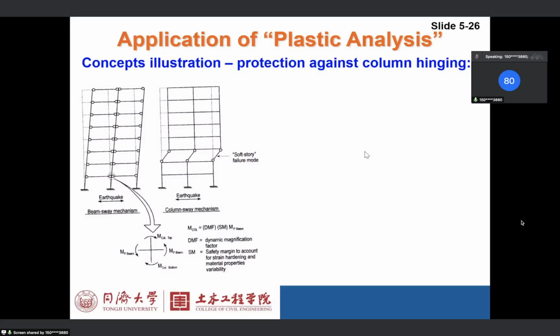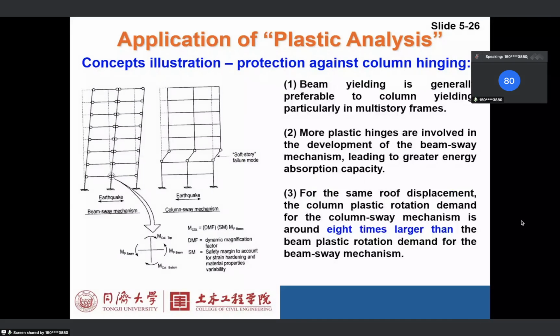This is some additional information for you to understand; it's not necessarily related to our previous slides. In earthquakes we cannot avoid plastic hinges, but we want plastic hinges to happen at the locations where we want, in order to keep the structure safe. So this is the basic concept in earthquake design.